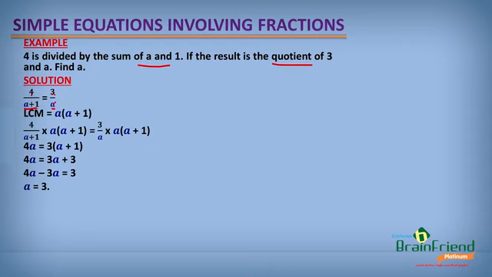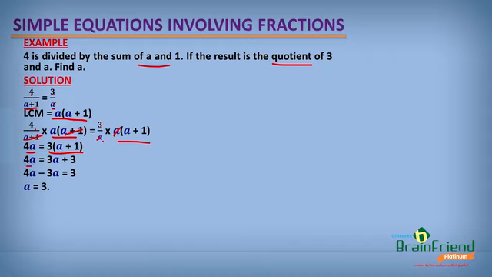Our LCM is the multiplication of the denominators, so a times a plus 1. The second step is to multiply each term by the LCM. So we have 4 over a plus 1 times a times a plus 1 is equal to 3 over a times a times a plus 1. So a plus 1 cancels out a plus 1, and we are left with 4a, which is what we have here. A here cancels out a, and we are left with 3 times a plus 1, which is what we have here.